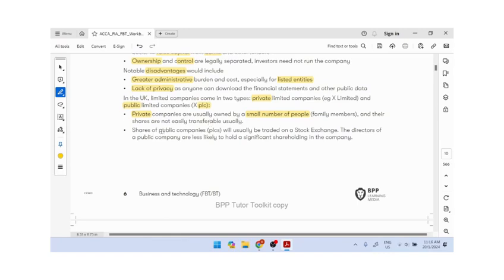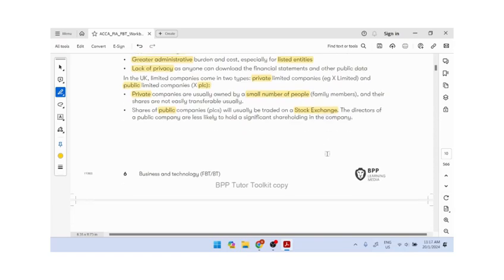For public companies, they trade on a stock exchange. So Bursa Malaysia is the stock exchange in Malaysia. Different countries have different stock exchanges, like NYSE, New York Stock Exchange. So if you want to list in Malaysia, you need to go to Bursa Malaysia. Okay, so a stock exchange is like a platform.